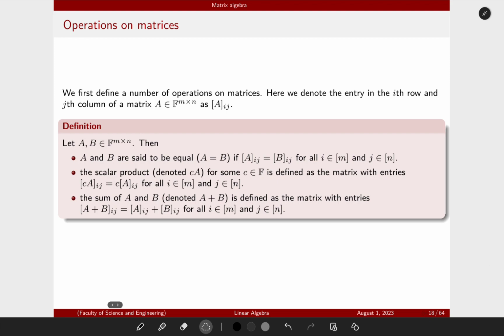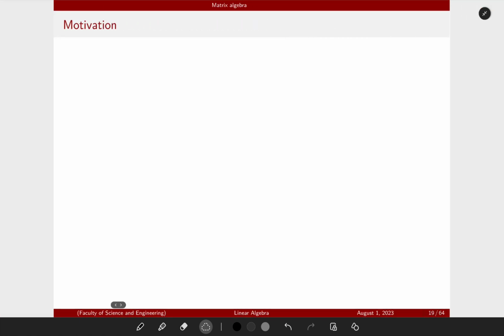Then the sum of A and B is defined as the matrix where we sum all of the entries of A and B, but we need to keep in mind here that A and B have the same size, so we cannot add matrices that don't have the same dimension, nor can we say that they are equal. Yeah, so with this we can start to define more interesting things on matrices.